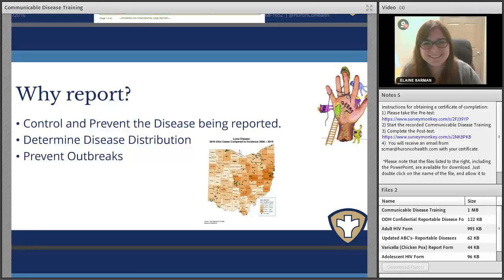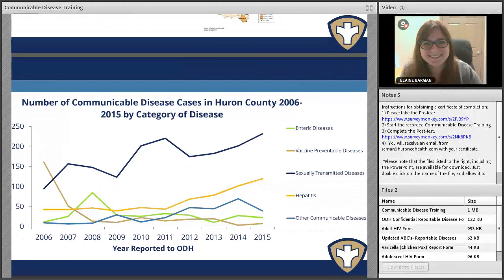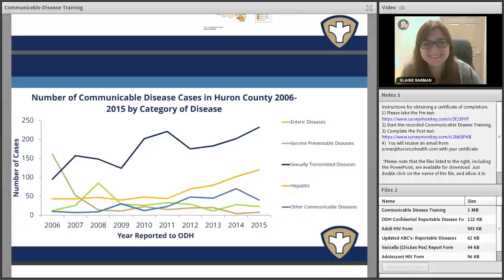And then also to prevent outbreaks. So again, if someone has salmonella and they're a food handler, we can prevent them from going to work until they're no longer communicable or can transmit the disease, so when they test negative. So then we're preventing them from possibly infecting anyone that they're making food for, and then we would have several people sick. So those are some of the reasons that it's important that we report communicable diseases.